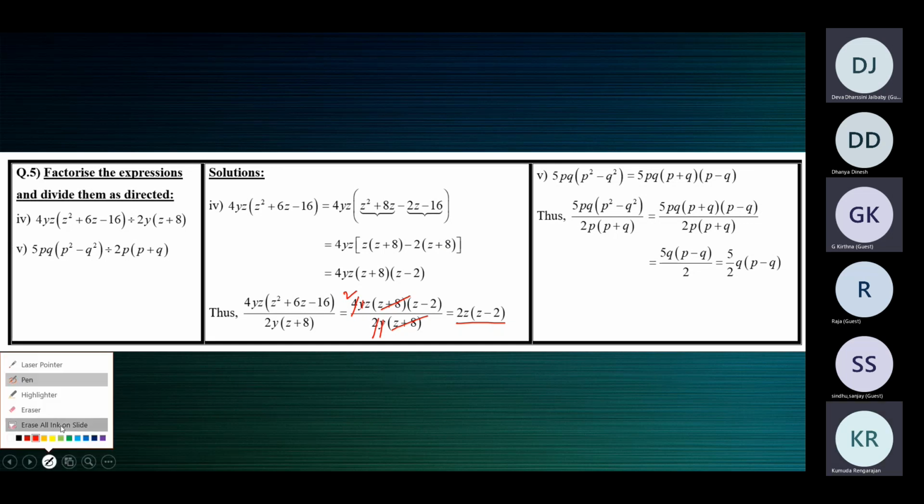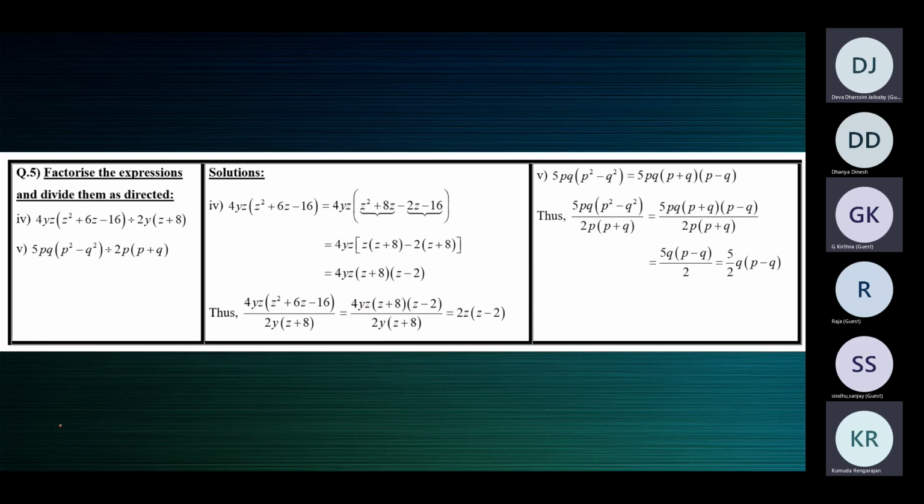So far we've been factorizing the numerator by splitting the middle term. Sometimes you may also have to use the formula a square minus b square is a plus b into a minus b. See the fifth one? In the fifth one, this is the numerator.